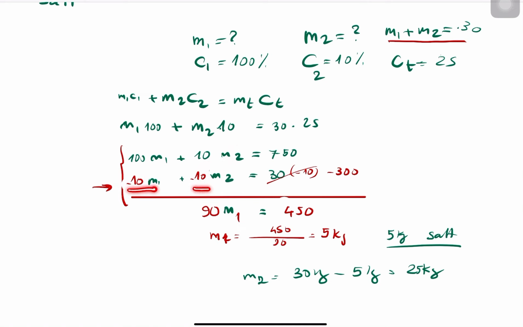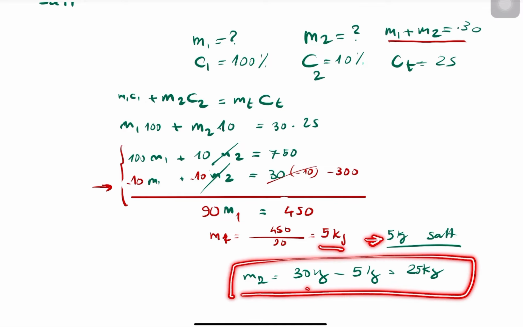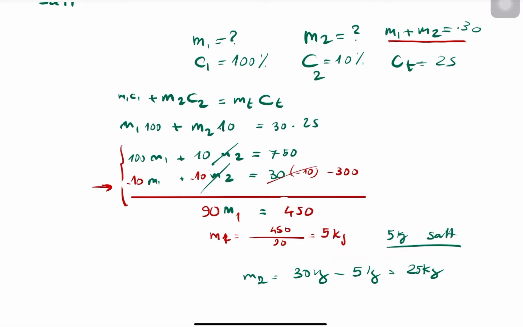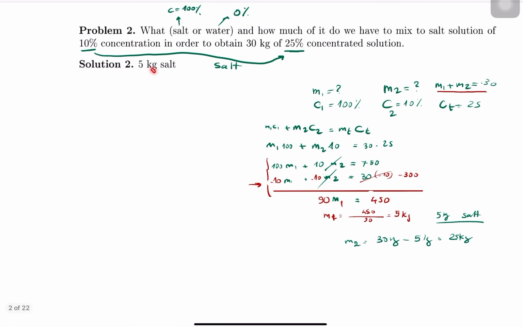Minus 10 M1, minus 10 M2, minus 300. Now this minus this will cancel each other. 100 minus 10 will be 90, 750 minus 300 will be 450, and the result will be 450 divided by 90, which is 5 kilogram of salt. But M2 is the solution. We need 30 minus 5, which is 25 kilogram. In this situation, we need 5 kilogram of salt and 25 kilogram of solution.